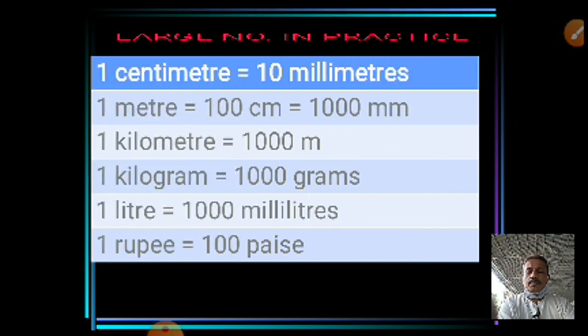Now the last topic, we are going to conclude here. 1 centimeter is equal to 10 millimeters. Large numbers are very useful in the practice of day to day life. 1 meter is equal to 100 centimeters, or you can multiply by 10, that gives 1000. 1 kilometer is equal to 1000 meters. 1 kilogram is equal to 1000 grams. 1 liter is equal to 1000 milliliters, and 1 rupee is equal to 100 paise. This is a very useful table, keep it in your mind.